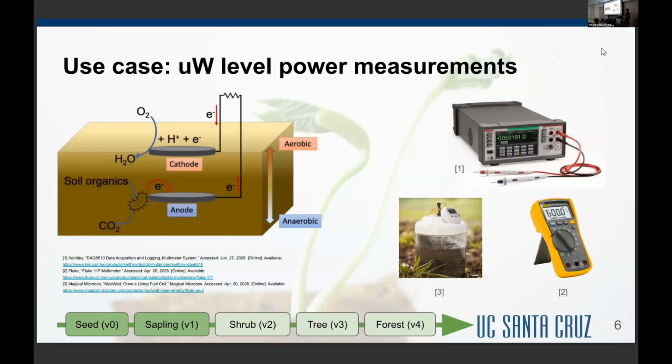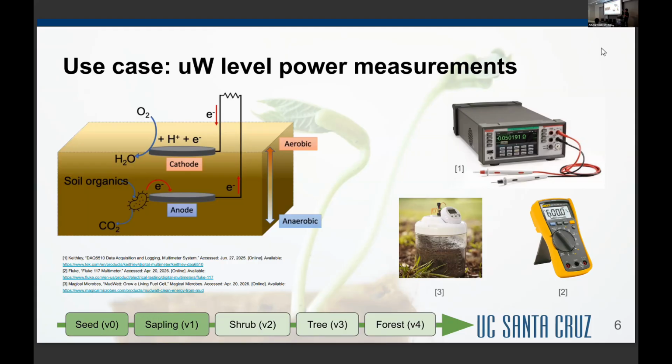The first version of ENTS, called Seed or Sapling, was originally designed for ultra low power energy sources. I actually got my start in research studying these things called microbial fuel cells, which you can think of as dirt batteries in the soil, which produce very small amounts of power. Therefore, you need specialized logging equipment in order to study these over time.